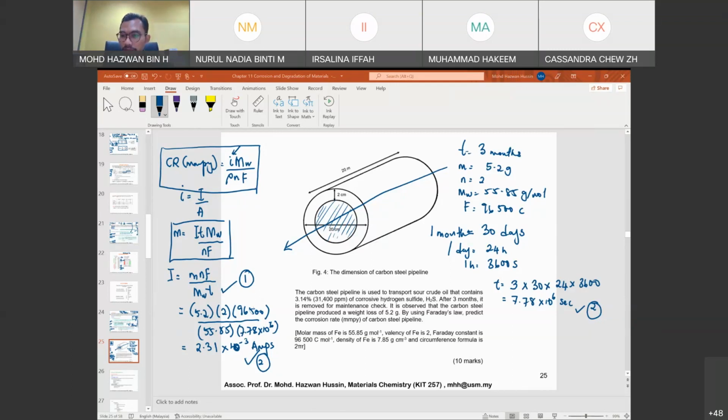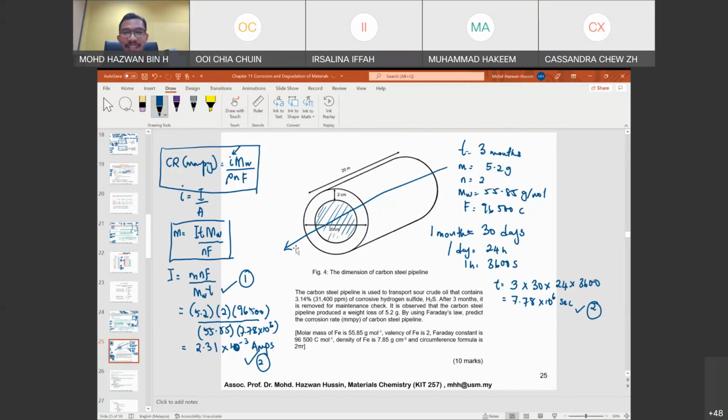Tanya. Nur Aisyah. Nur Aisyah, are you there? Aisyah ada? Tak ada. Okay, so Nur Khairin Kamalia. Kamalia, ada tak? Pun tak ada. Ui, Chia Chun. Chia Chun? Yes, doctor. Okay, alright.